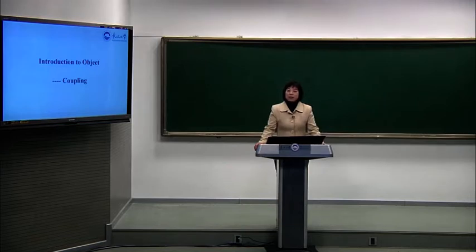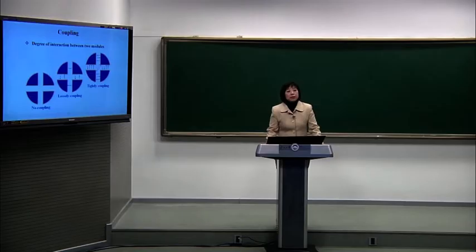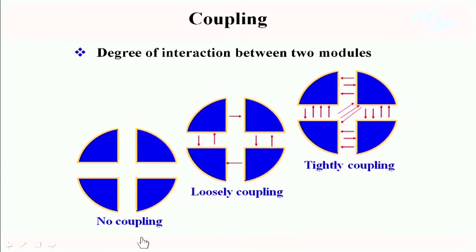The topic of this lecture is coupling. In the previous lecture, we have learned coherence. Coherence is the interaction within a module. Coupling is the interaction between modules. There are three paths for different levels of coupling between modules.